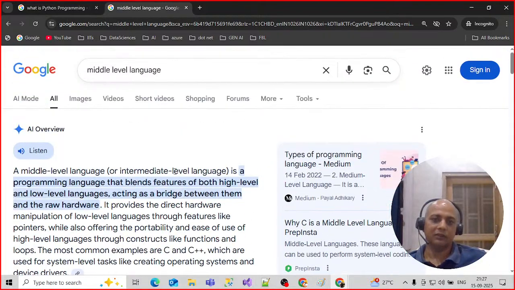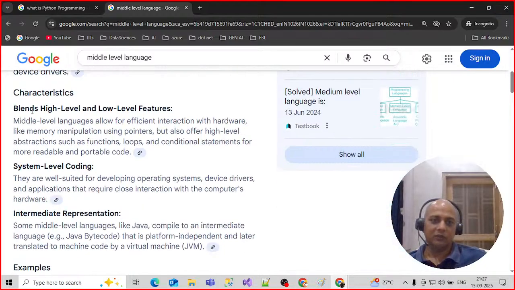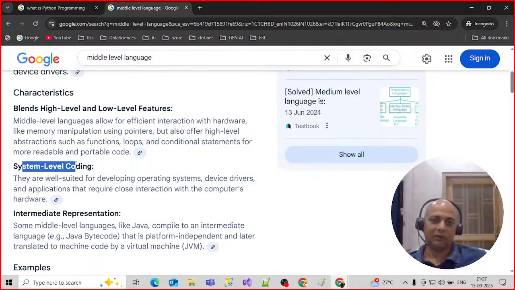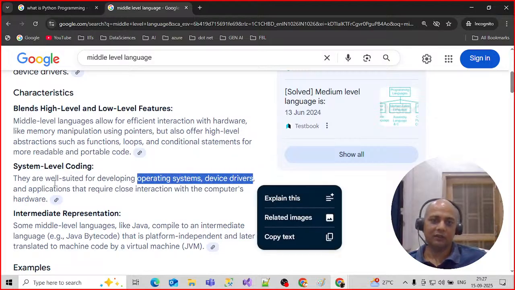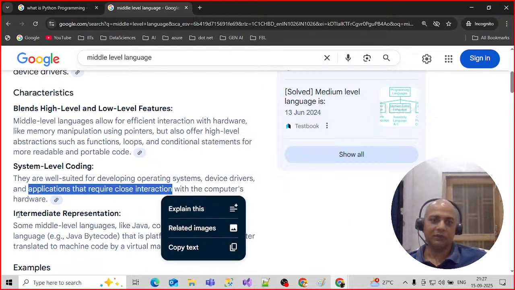So middle level language has features of both. That means it is human readable and has rich libraries, and it has low level features. It can directly interact with hardware and directly interact with memory. So it is the combination of high level and low level language, used for system level coding. We could perform coding for operating systems, device drivers, and application specific things, and intermediate representation.